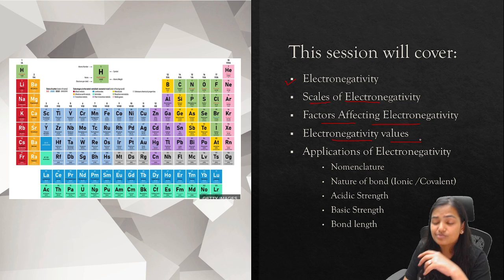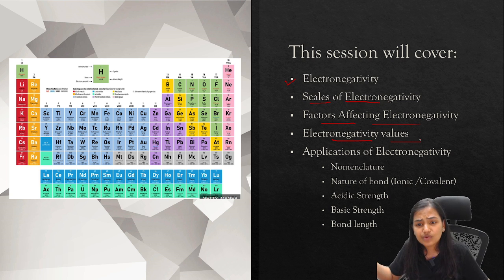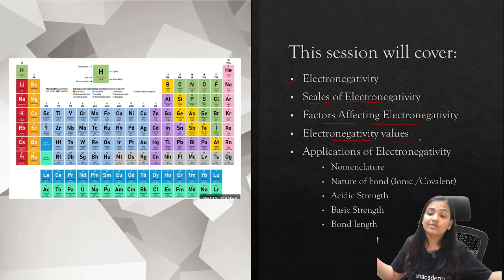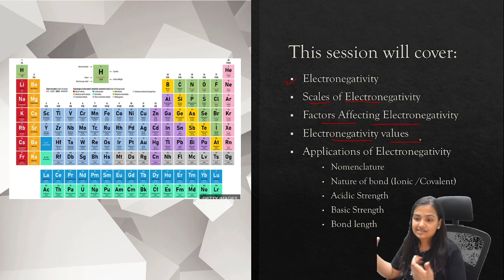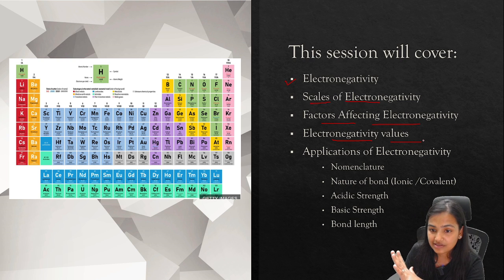Then the electronegativity values. You might know that fluorine is highly electronegative. How do we say that fluorine is highly electronegative? Fluorine is highly electronegative as compared to oxygen. Whenever there is a bond formation, we can say which one is more electronegative. The electronegativity values are given by Pauling, so we will have a focus on that.